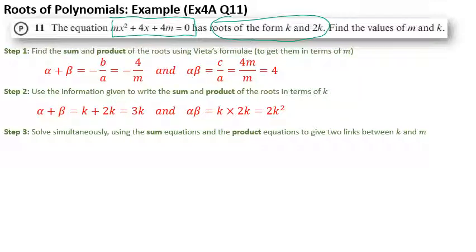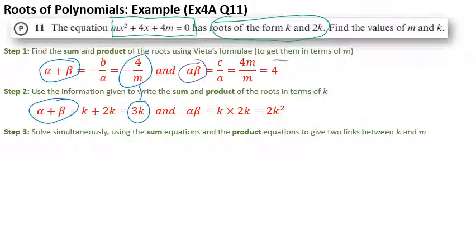So that's nice and simple as well once we recognize what to do. And the third step, we link these together. So we've already said that the sum of the roots is minus 4 over m. And now we've said the sum of the roots is 3k. So these two must be the same. And similarly, if the product of the roots is 4, and the product of the roots is 2k squared, then 4 is 2k squared.